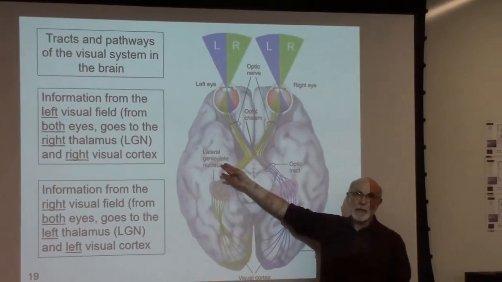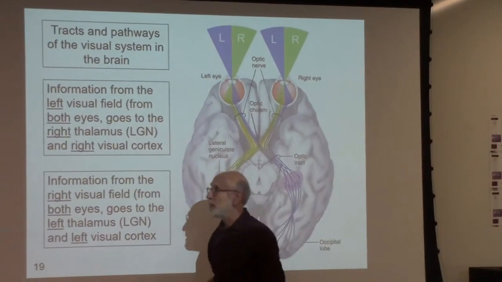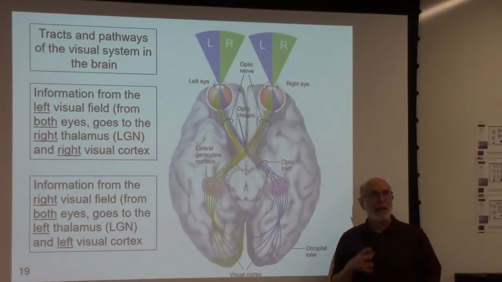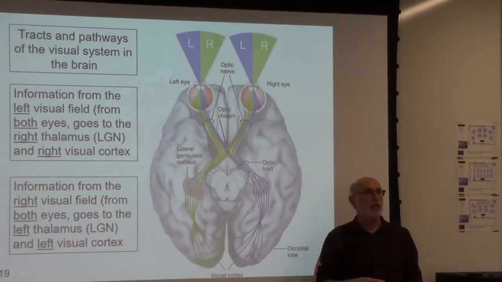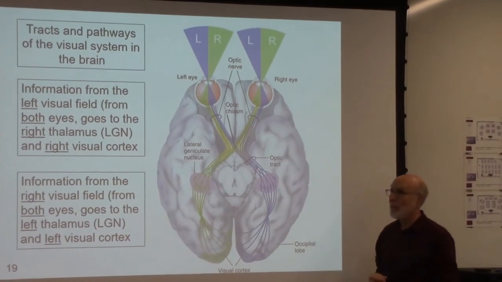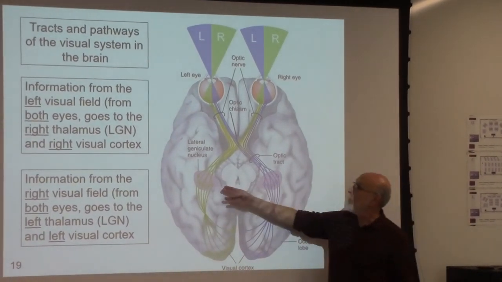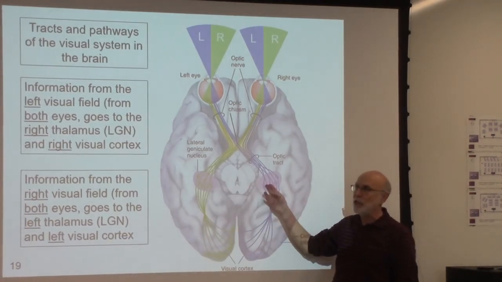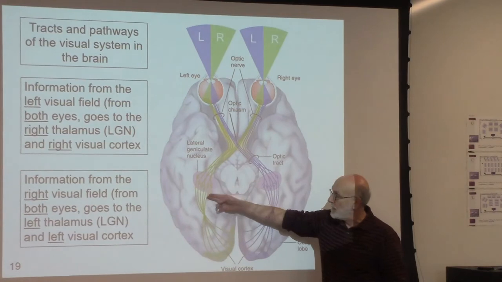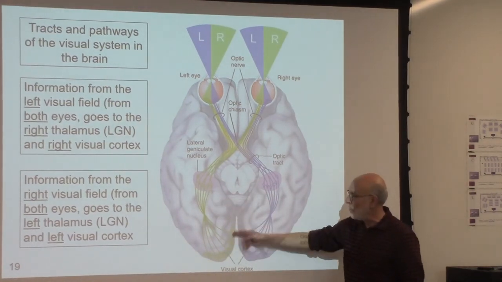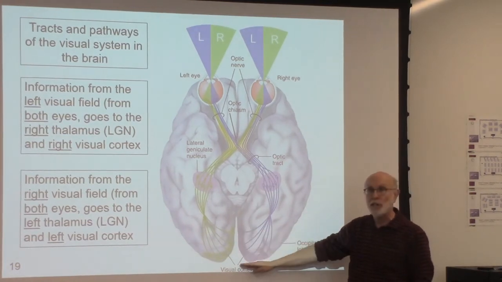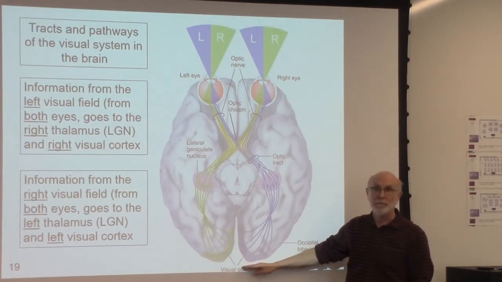I do want you to know the name of this nucleus in the thalamus, the lateral geniculate nucleus. That's the part of the thalamus that is dedicated to processing visual information. And then there's a bunch of synapses in the lateral geniculate nucleus of the thalamus, and then information is going to go to the visual cortex. And you remember where the visual cortex is. It's in the posterior occipital lobe.